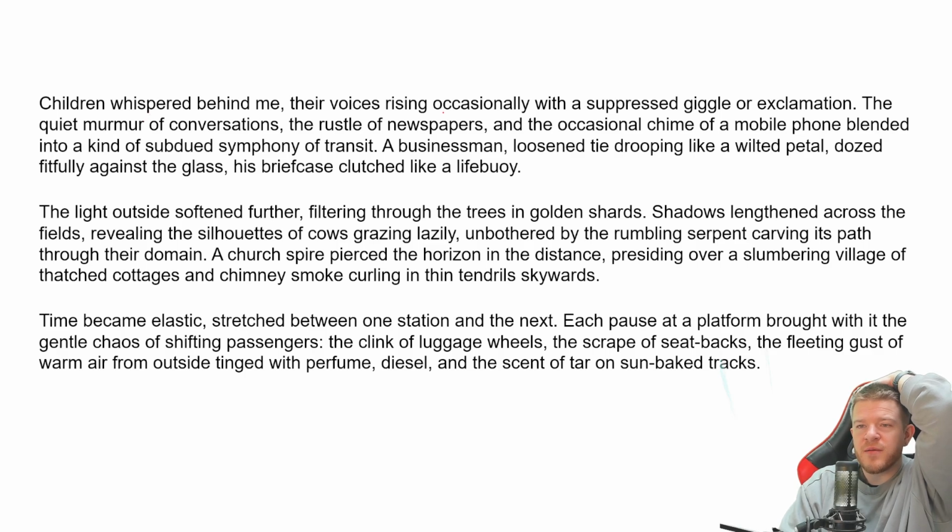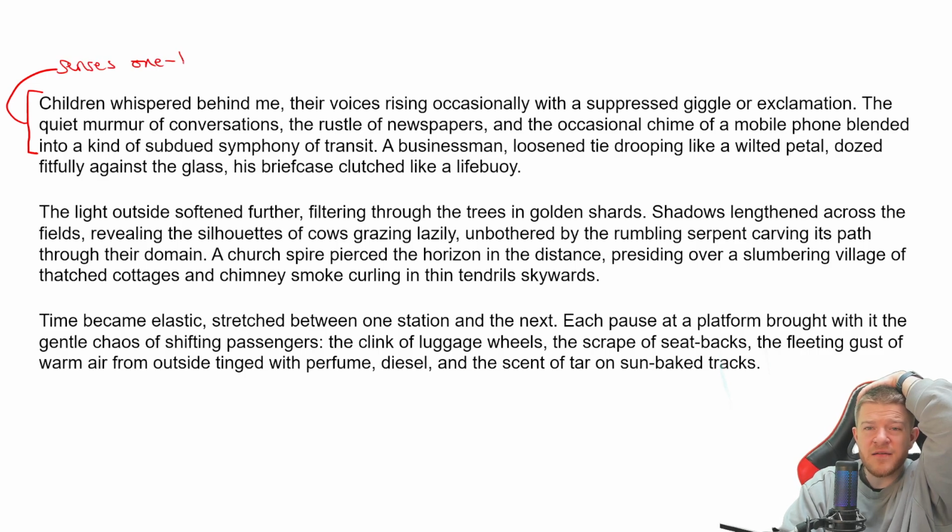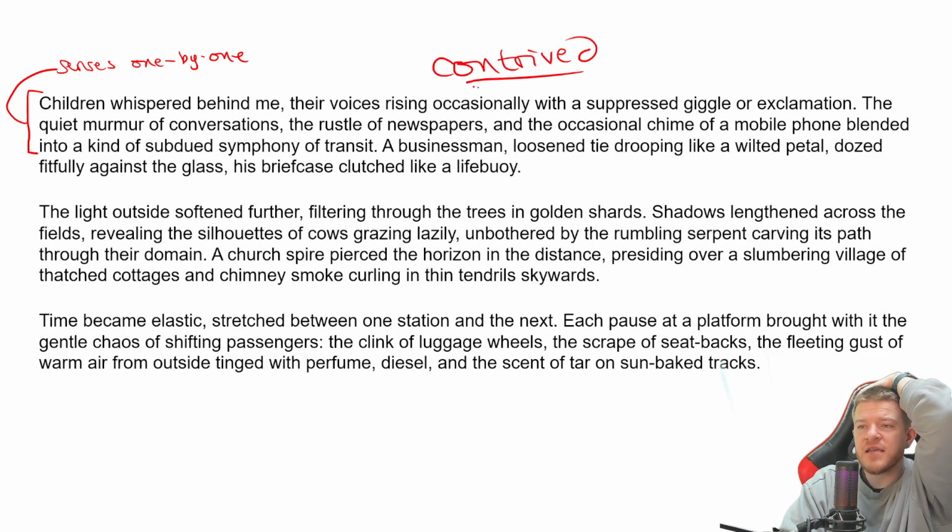Okay, this next one, great paragraph: whispering behind me, voices rising, rustle of newspapers. Again, we're falling into the trap, I think, of just going through the sentences one by one. Don't do that. Mix them together. Okay, it seems very obvious. This is what we call contrived. It's too obvious that you are just working your way through the sentences.